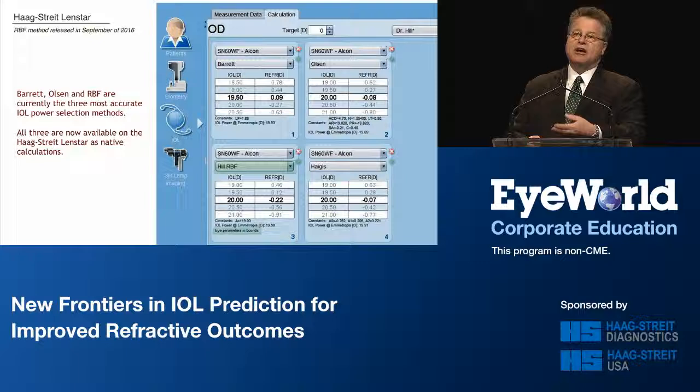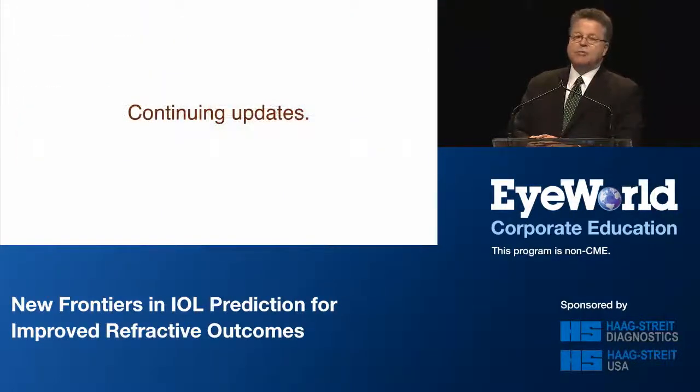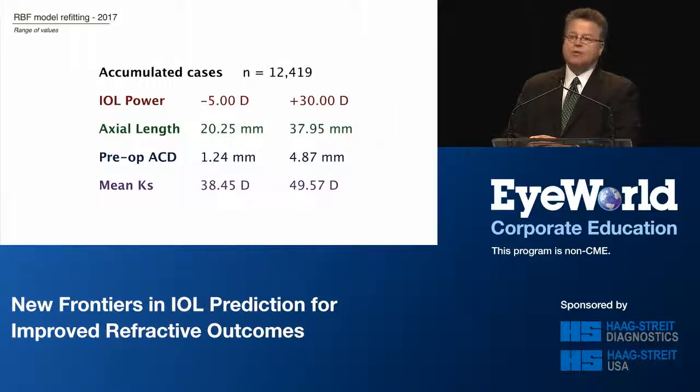So we have RBF, we have Barrett, and we have Olson, the three formulas that are from this century, and also formulas that have the highest amount of accuracy. Now the fun part is they're continuing updates, and this is where we are right now. We've just finished this update. Our 27 beta testers in 14 countries have sent us 12,419 cases, and you can see we have a tremendous range. In fact, we're now going down to minus 5 diopters and up to 30 as well. But this is sort of a huge range of human anatomy here.